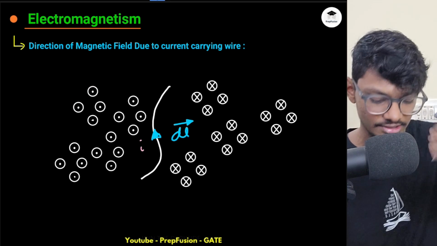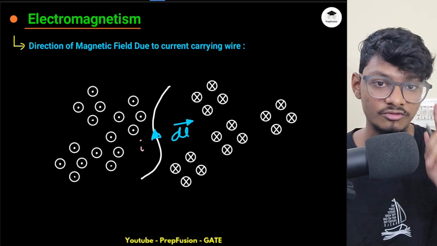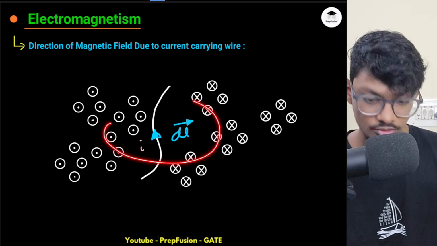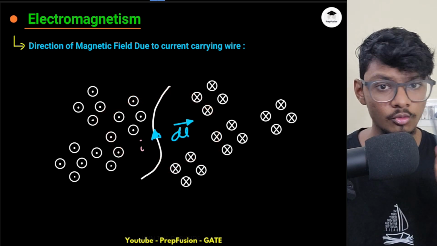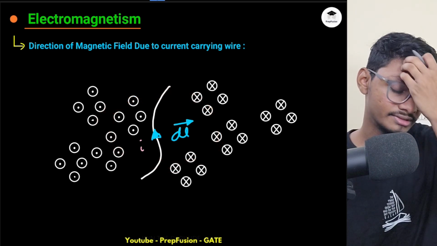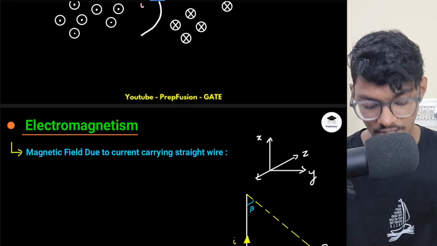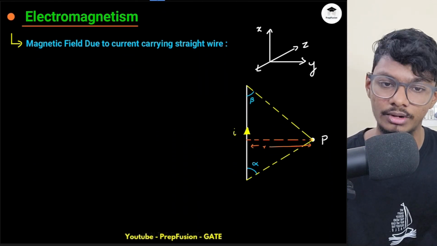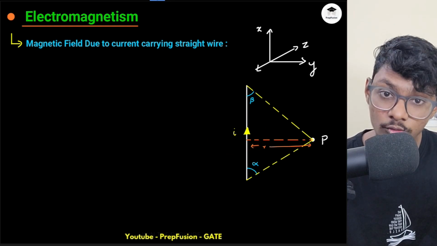And if I curl this, they cover a total circle. Again, the fundamental property of magnetic field is that there is no source or sink. It is always in a closed loop. That's why the divergence of magnetic field will be 0. So that law is also followed here. Now we will do a few derivations with the help of Biot-Savart law. We will actually derive the magnetic field due to a current carrying wire.